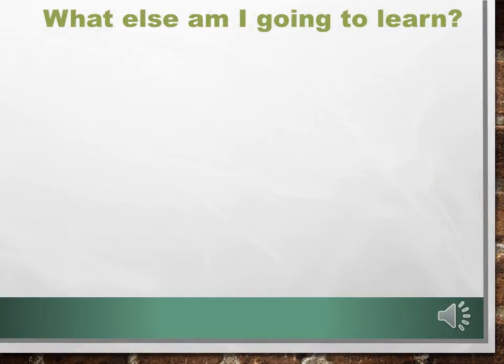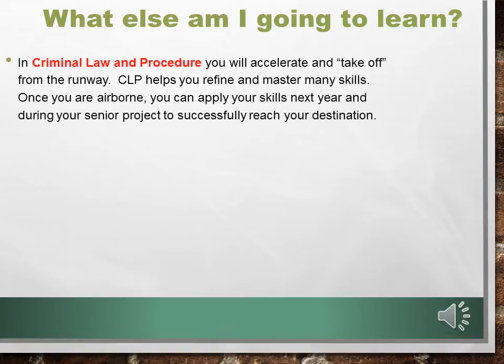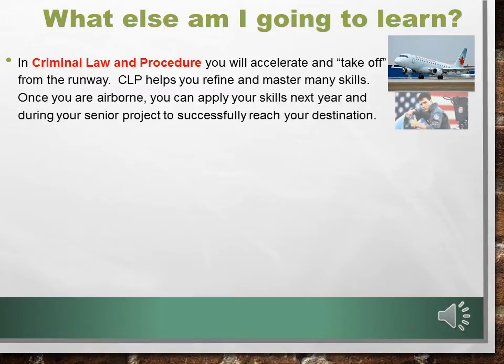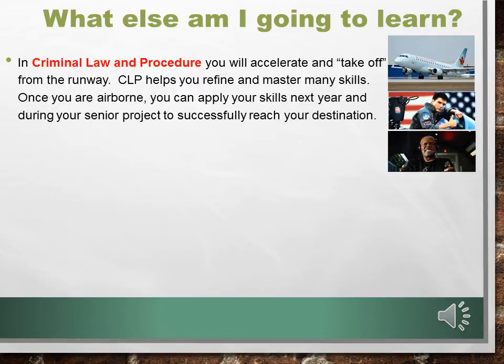So, what else are we going to learn? In criminal law and procedure, you will accelerate and take off from the runway. This class helps you refine and master many of the skills that you learned last year so that once you are airborne, you can apply your skills next year and during your senior project to successfully reach your destination. In other words, I want you to feel more like Tom Cruise during your senior project and less like Samuel L. Jackson. Snakes on a plane? Not so much.